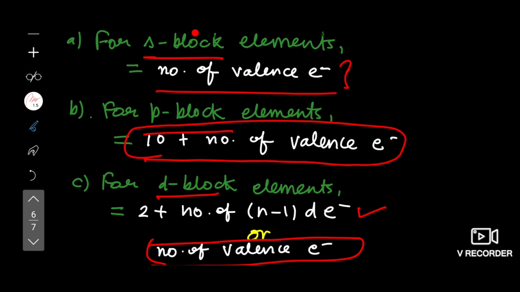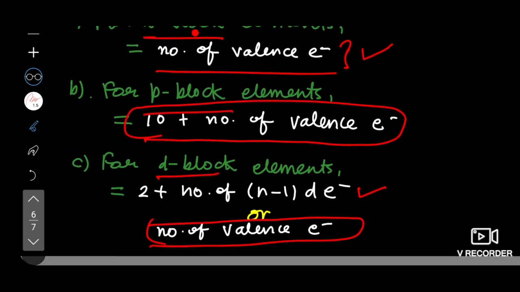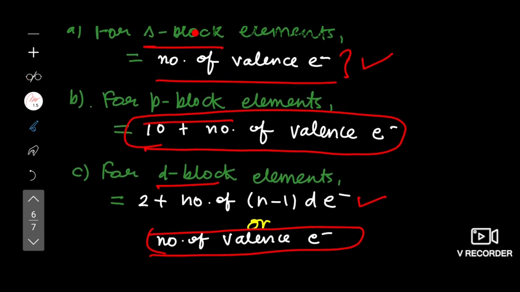For the S block, the number of valence electrons will be the group of that element, and for the P block, the formula is 10 plus the number of valence electrons, and for the D block, there are two types of formula we can use. The first one is 2 plus the number of (n minus 1) d electrons, and the second one is the number of valence electrons. For the D block, the most precisely used formula is the number of valence electrons.